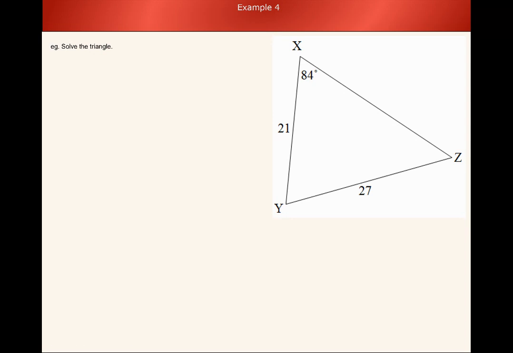One more on the sine law. It says completely solve the triangle, but I'm not going to do that. Let's just pick an angle to solve for, okay? Let's solve for this angle right here, Z. So let's say sine of Z divided by 21. I'm going to go right into numbers. That's its opposite side, is equal to sine 84 over 27. There's the 84 opposite the 27.